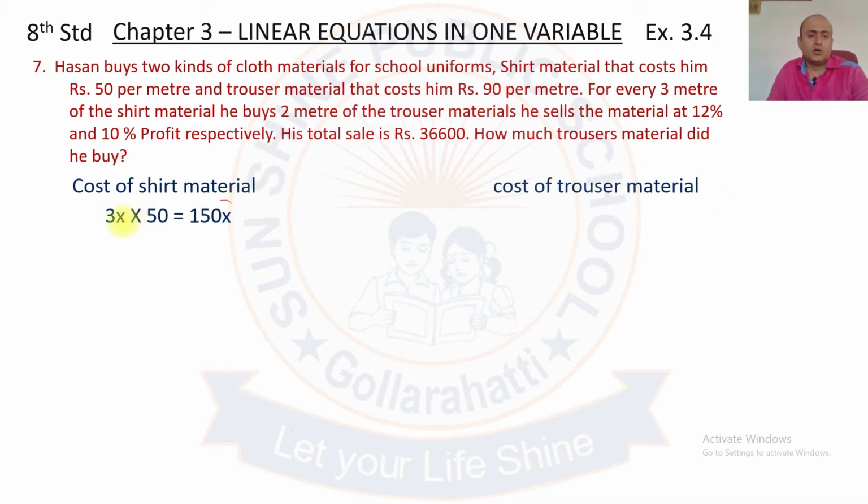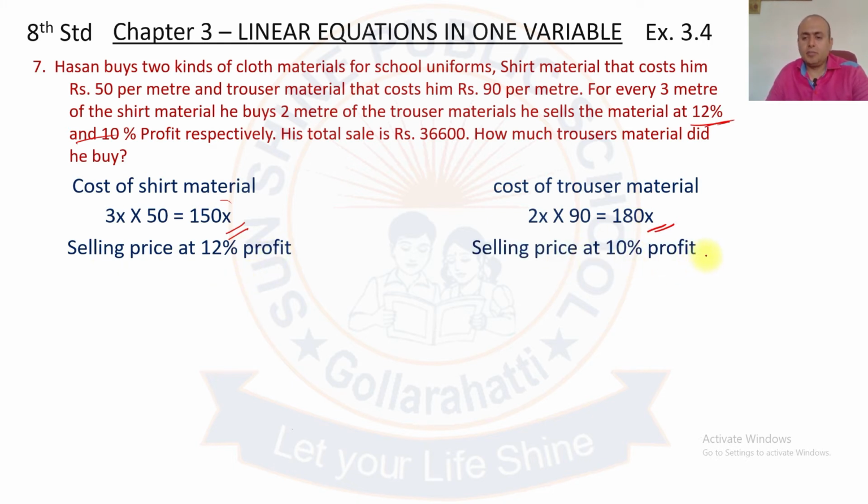That is, shirt material cost is equal to 3x into 50 rupees, which is 150x, and cost of trouser material is 2x into 90, which is 180x. Not only this, it is given that you will make a profit of 12% and 10% respectively. For this, let us calculate the profit percentage, the selling price at 12% profit and the selling price at 10% profit.